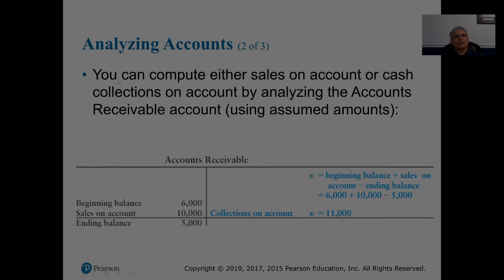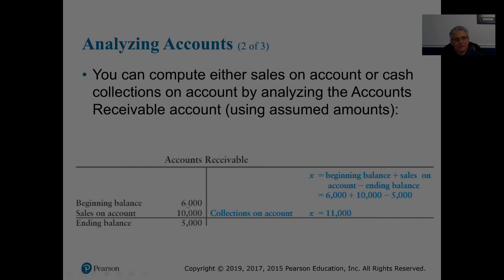Accounts receivable, you can compute either sales on account or cash collections on account by analyzing the accounts receivable account using assumed amounts. Same logic here. We have a beginning balance of 6,000, sales on account were 10,000, and we ended up with a balance of 5,000. So how much collections did we receive? That collection would be a credit to the accounts receivable. If we don't know what that is, we can back into it.